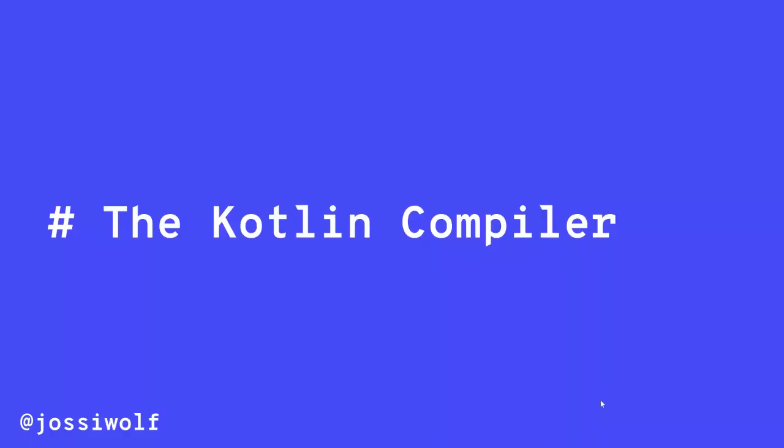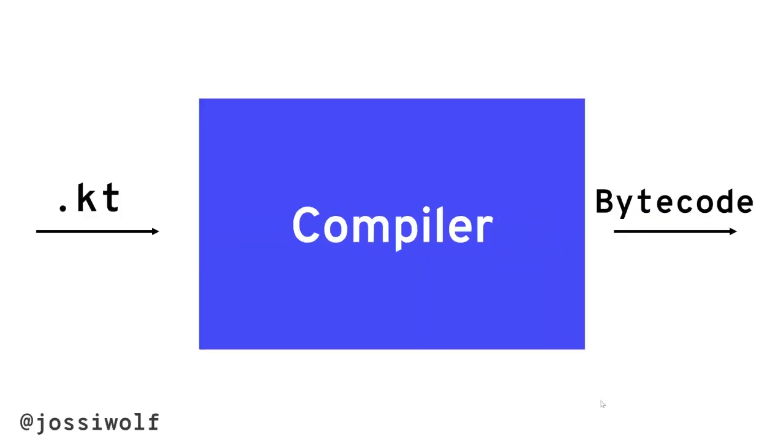So the Kotlin compiler, this whole huge thing, is more of a black box than I initially thought it would be. I thought it makes sense to give you a little overview of what the Kotlin compiler actually is. Basically, the compiler takes some KT files and produces bytecode. That's the really simple version of it, and it's fine if you want to stick with that explanation. I want to dive into it a little more.